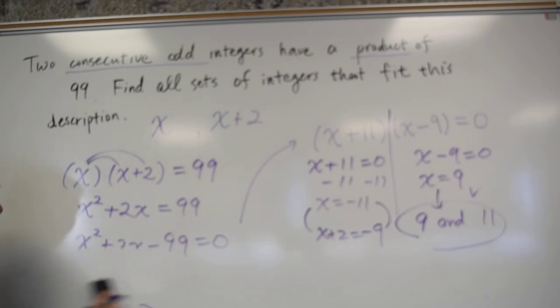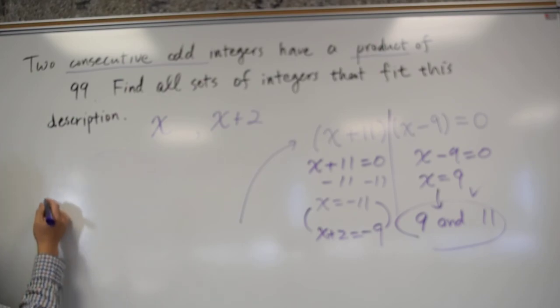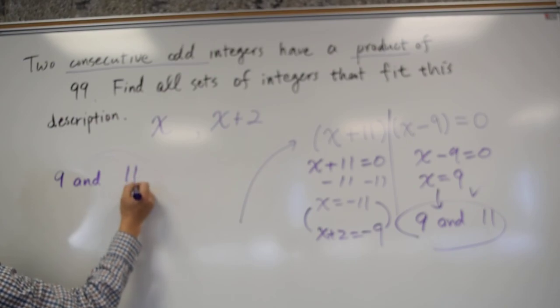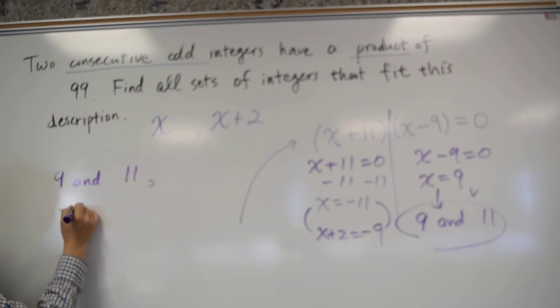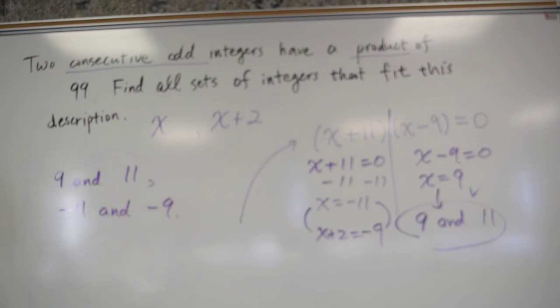So we can finally write down the solution as follows. We can say 9 and 11, and then also negative 11 and negative 9. These are the two possible solutions to this question.